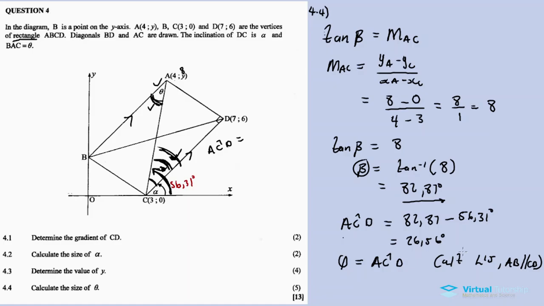This is one of the properties of a rectangle, that the opposite sides are also equal. Now theta is equal to 26.56. And there we have it, we have conquered, my friends.